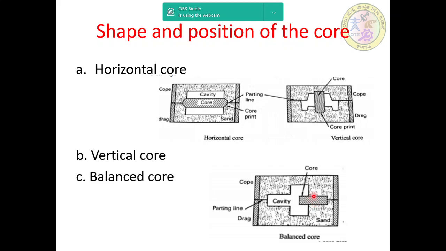Suppose you require a cavity up to a certain depth, then you have to place the core like this. On any one side you have to place it, and then you support it. But you have to balance it on any one side. That's why it's called a balanced core.